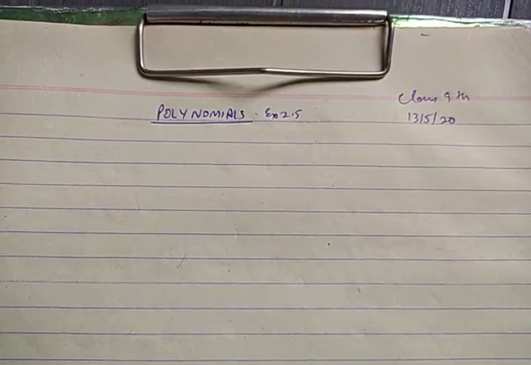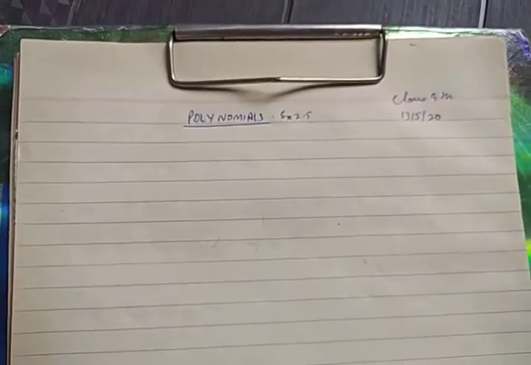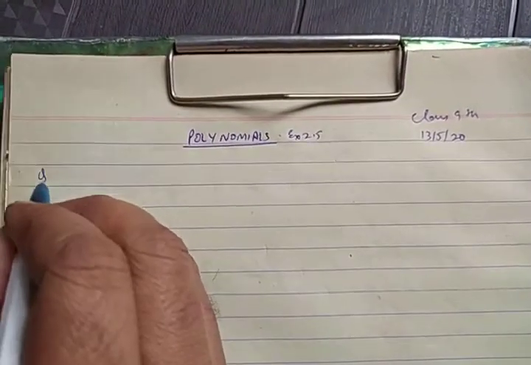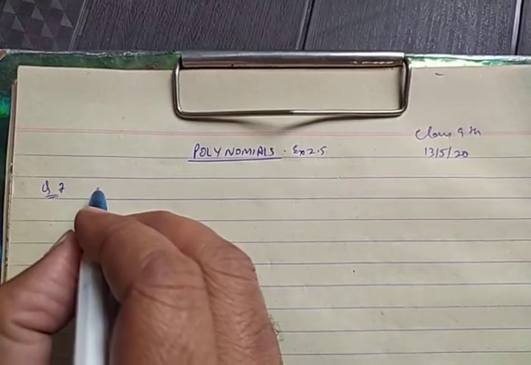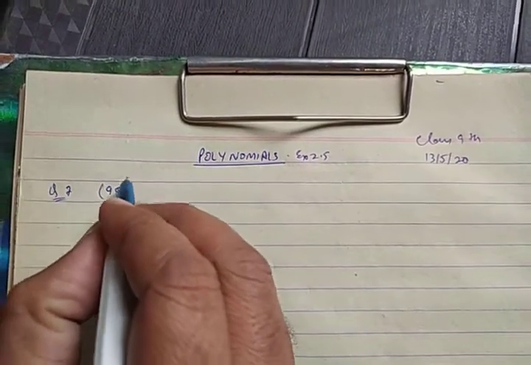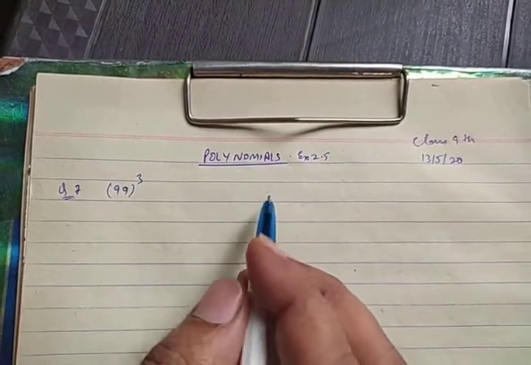Hello बच्चों, today I will explain some more questions in exercise 2.5 and that is the last exercise of the chapter polynomial. Let us discuss question number 7, one part of question 7, that is given 99 to the power 3. Some other parts also have been given.